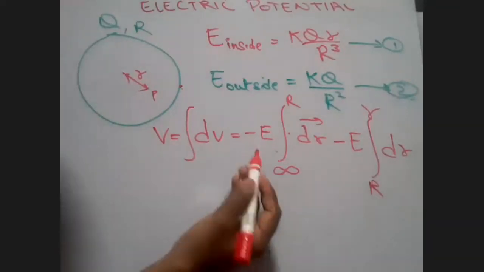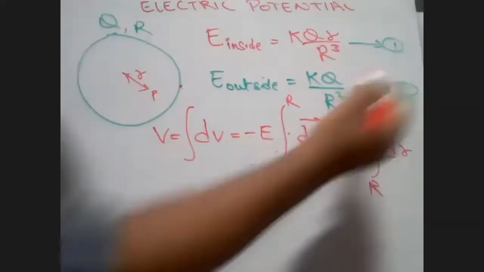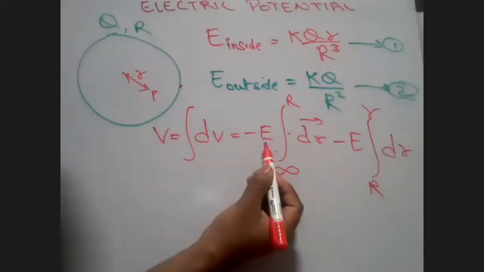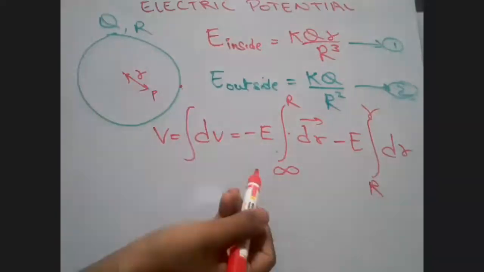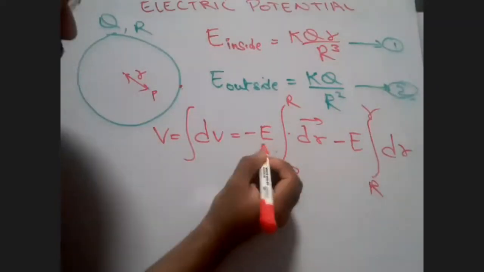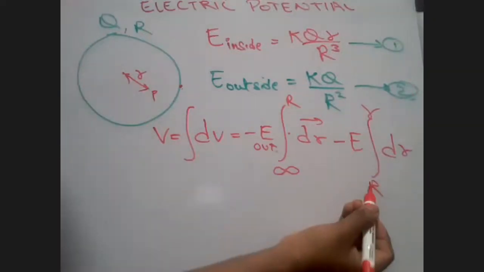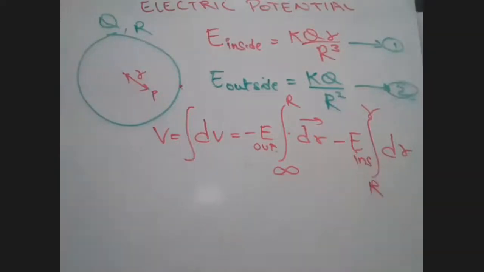Now listen to me. When I'm taking it from infinity to capital R, that is from here to the surface of the sphere, what is going to be the electric field intensity out of these two? E inside or E outside? E outside. And from capital R to small r it will be E inside. Now you can substitute.